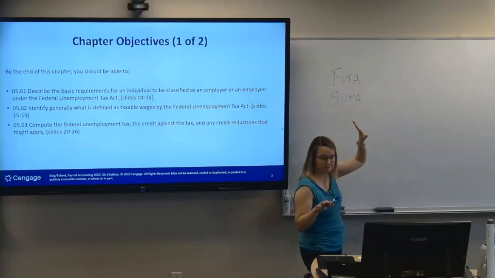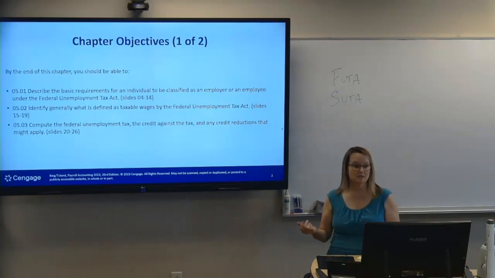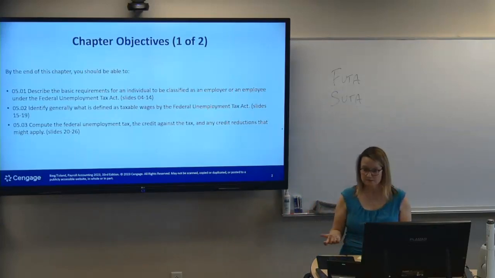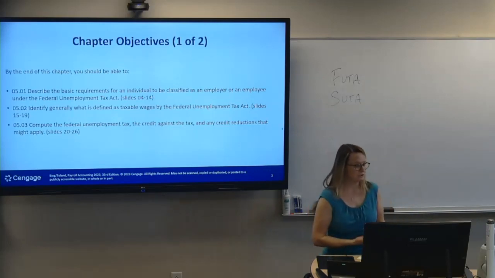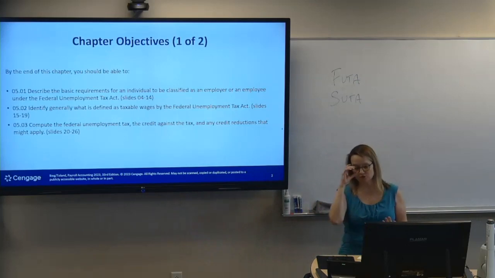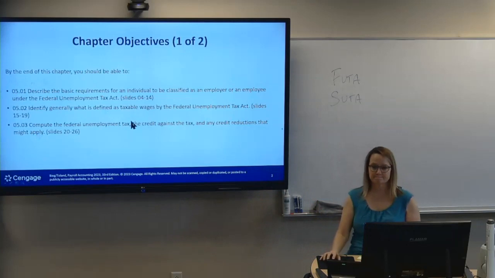We kind of talked about that a little bit in chapter 1. This was one of those acts that was passed in the 30s during the Great Depression. So again, it was for labor protections. There was no unemployment compensation prior to that time. So these acts were enacted during that time.